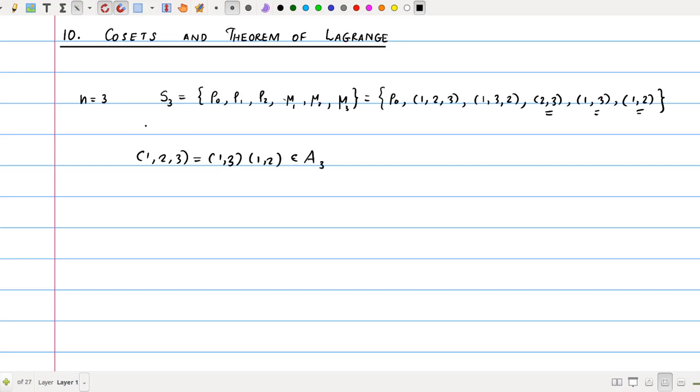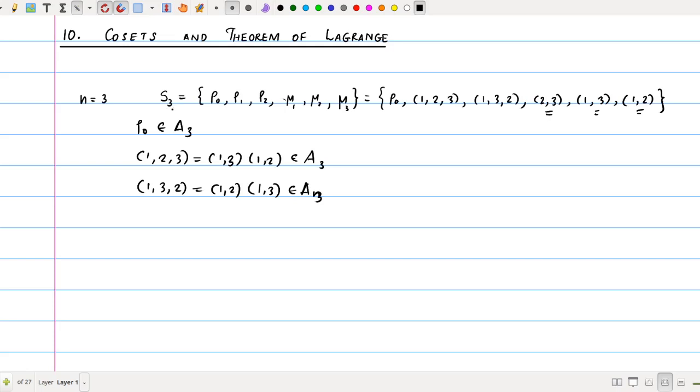Obviously, rho naught is the identity element, and we know that the identity element is always an element of A3. So rho naught belongs to this, and (1 2 3) belongs to this one, and similarly (1 3 2). (1 3 2) is nothing but (1 2) times (1 3), again a product of 2 transpositions, so it's an element of A3.